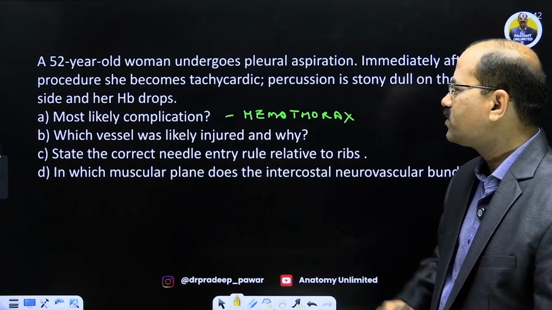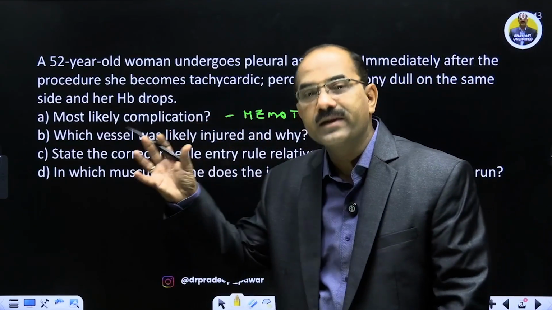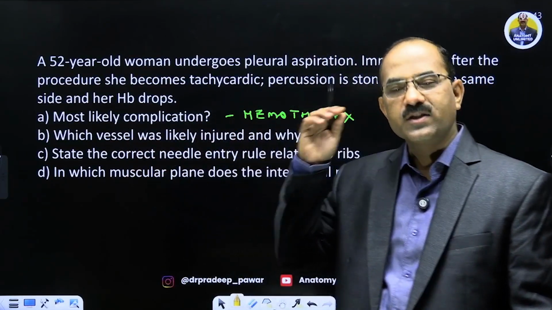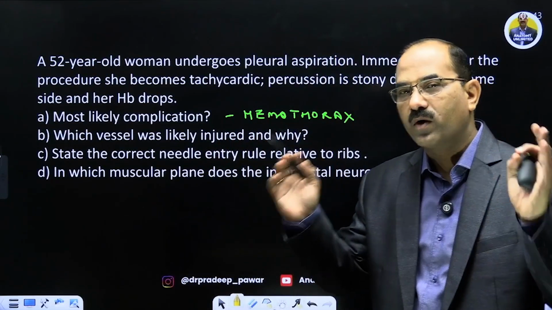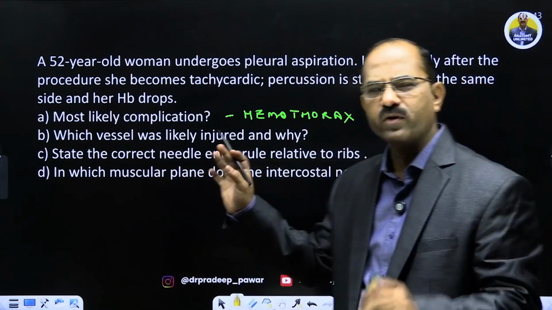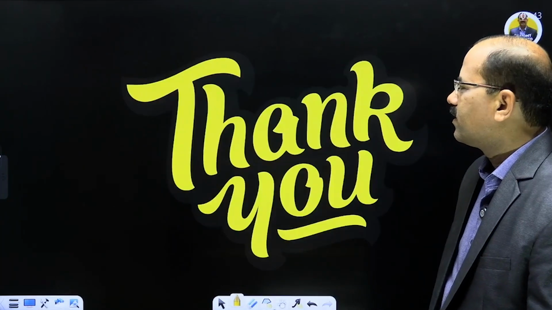Fine. So students, this is clear to all of you. A very important clinical case wherein aspiration of the pleural fluid is done and where the needle is to be placed, what is injured, clear to all of you, and the neurovascular plane of the thorax. Okay, I hope this MCQ is clear to all of you.